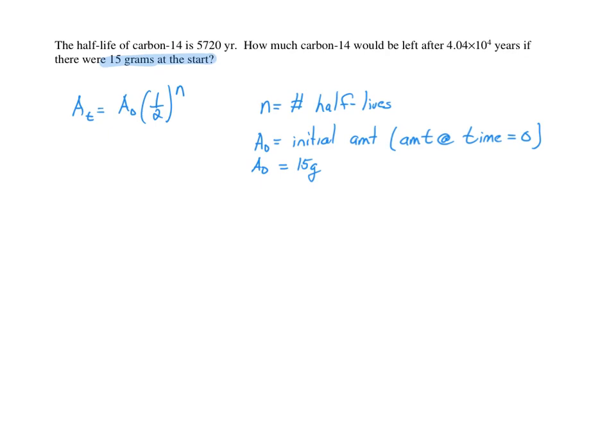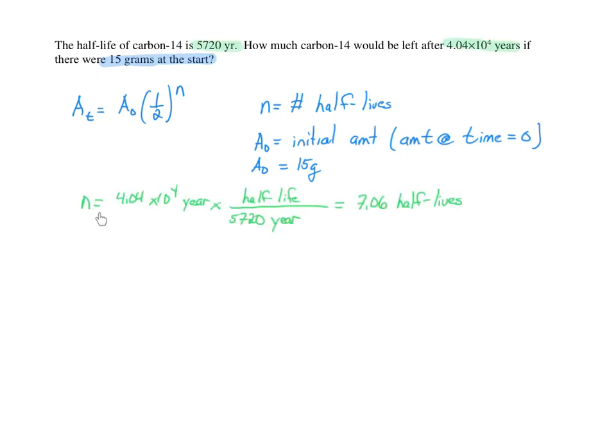All right, we're going to use our half-life equation, that the amount at some time t is equal to the initial amount times 1/2 raised to the n power, where n is the number of half-lives. We're given directly the amount we have at time equals 0, that's 15 grams. Now we need to calculate n, the number of half-lives.